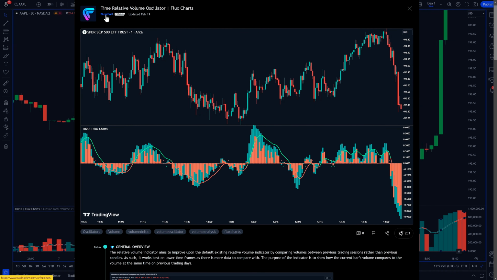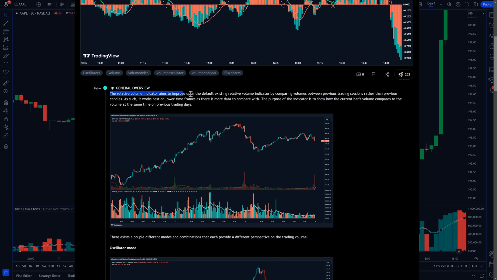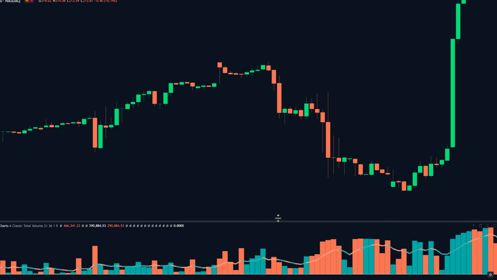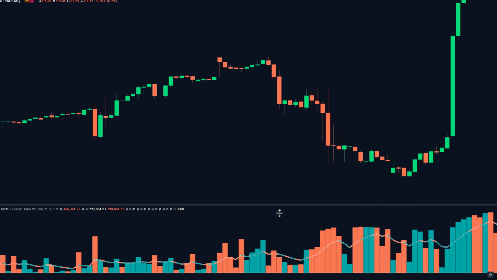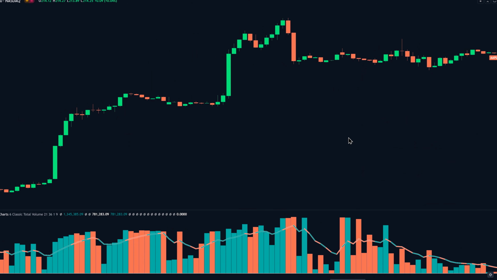So, according to the creator of this indicator, they say that the Time Relative Volume Indicator aims to improve upon the default existing Relative Volume Indicator by comparing the volumes between previous trading sessions rather than previous candles. As such, this indicator works best on lower time frames because there is more data to compare with. The purpose of this indicator is to show how the current bar's volume compares to the volume at the same time on previous trading days.